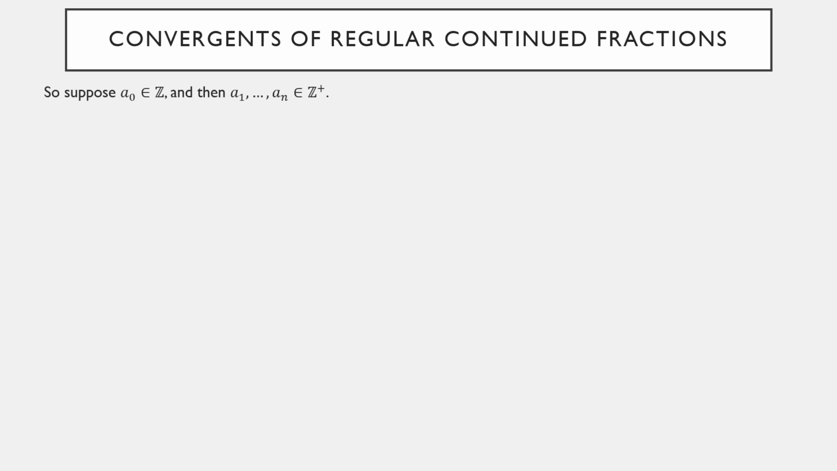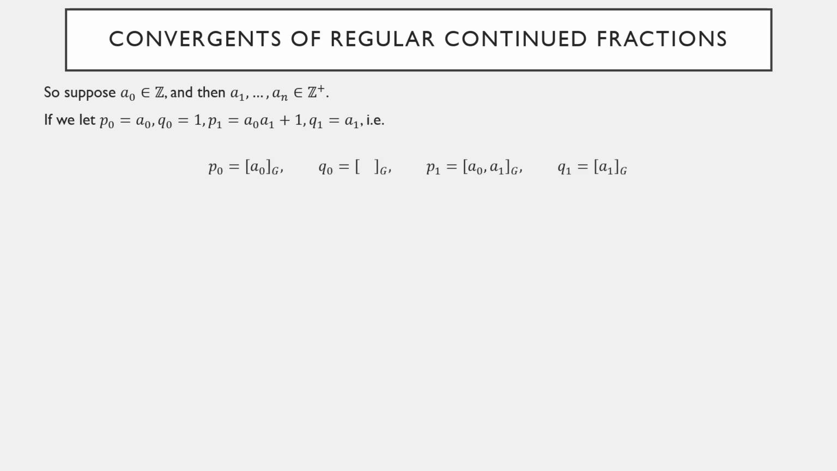So suppose you have an integer a naught, and then you have a bunch of positive integers a1 through an. If you define p naught to be a naught, q naught to be 1, p1 to be a naught a1 plus 1, and q1 to be a1, in other words, p naught is defined to be this Gaussian bracket with a single number in it. Q naught is the empty Gaussian bracket. P1 is this Gaussian bracket. You compute this out, you get a1 times this Gaussian bracket plus the empty Gaussian bracket. That's exactly what we have here. And q1 is this Gaussian bracket with a single term in it.